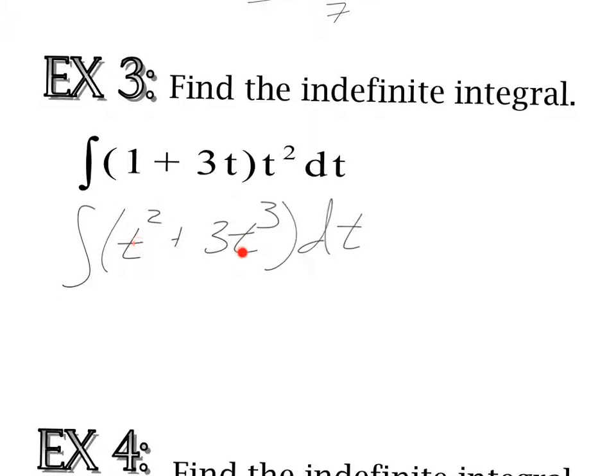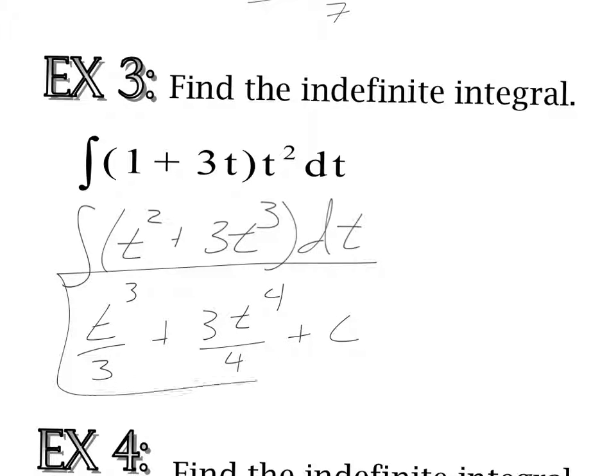And we could separate this as two separate integrals, or we could just go ahead and know that we are allowed to take the integrals of these two expressions separately. And so we would get t cubed over 3 plus 3t to the 4th over 4 plus c. And there you go. Pretty straightforward.